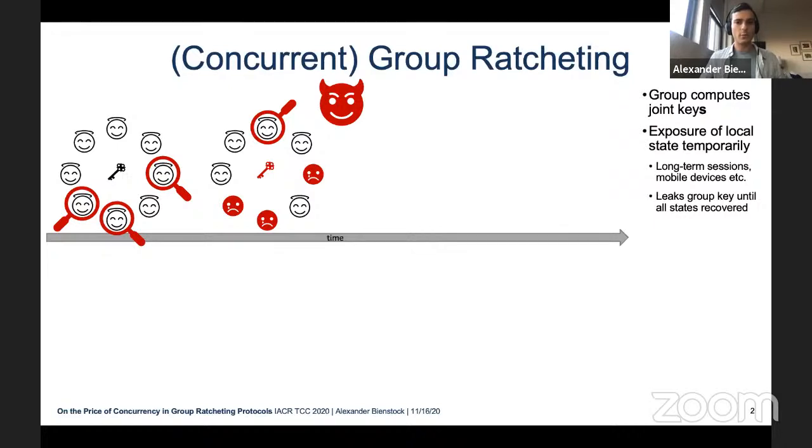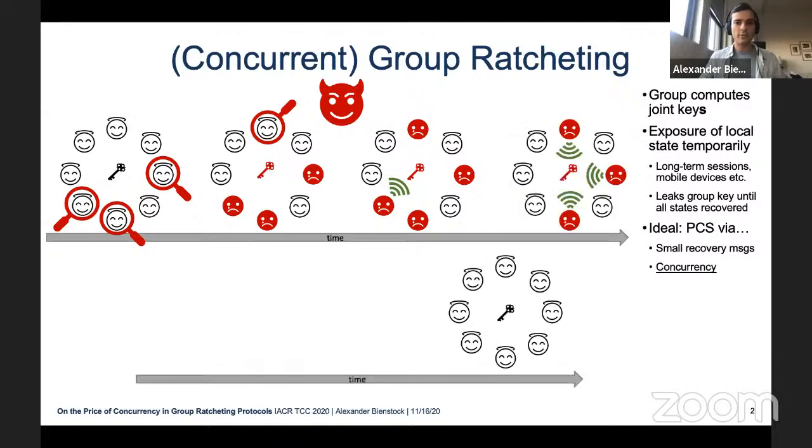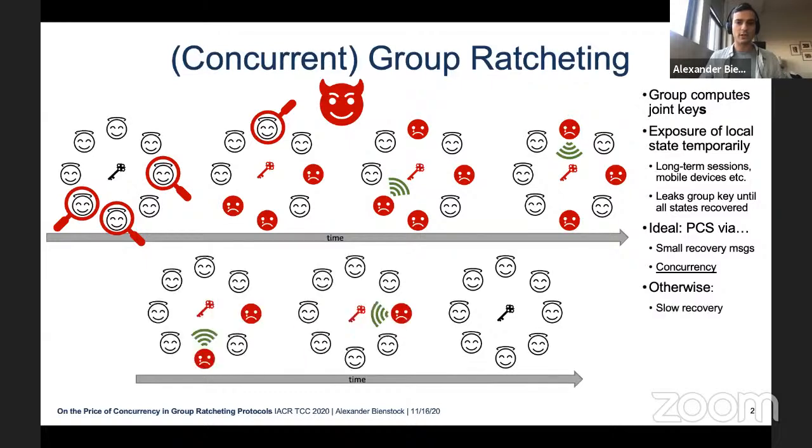So ideally, we want post-compromise security, or PCS, via small protocol recovery messages that can be broadcast concurrently in order to regain security of the group key as quickly as possible. For otherwise, if the protocol does not allow concurrency, recovery will be slower as messages need to be sent sequentially. And also, we would need some sort of consensus mechanism for resolving the concurrency that still naturally arises, which is not good for decentralization.